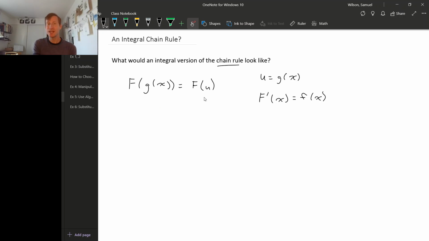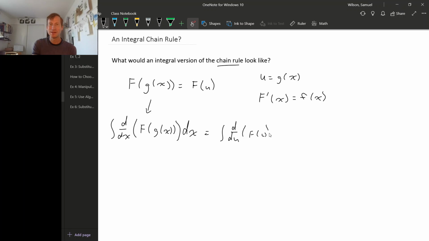And one thing that we can do to get another equation that expresses the same thing is on each side we can integrate and differentiate like this. So this left-hand side is the integral of the derivative of itself. So integral of the derivative of capital F of g of x, lots of parentheses here, dx. And on the right-hand side, capital F of u is the integral of the derivative with respect to u of capital F of u, du.